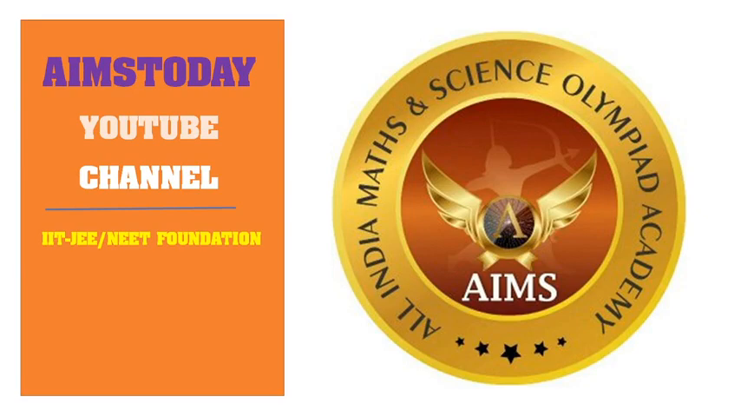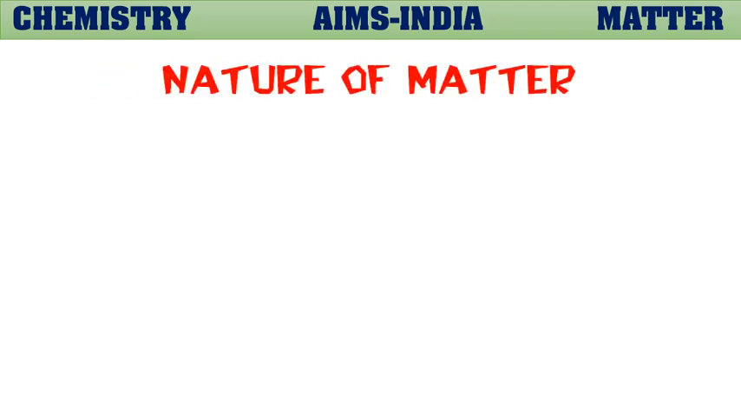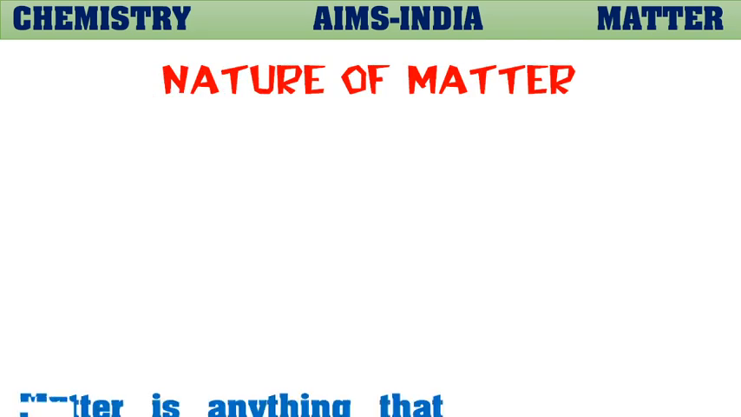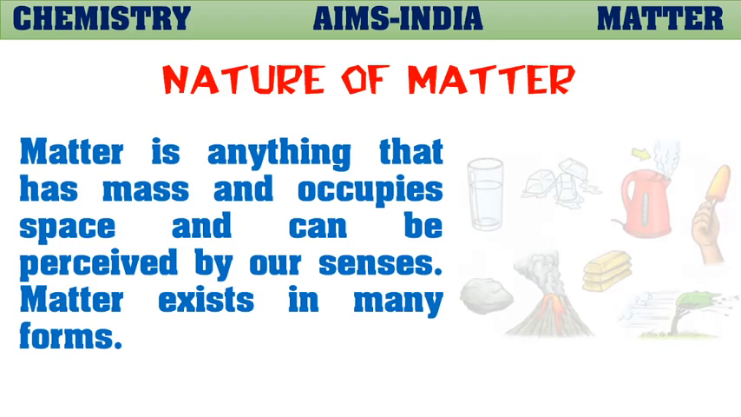Now let us see IIT-JEE NEET Foundation Chemistry, Matter chapter, part 1. First let us talk about the nature of matter and its physical classification. Matter is anything that has mass and occupies space and can be perceived by our senses. Matter exists in many forms.